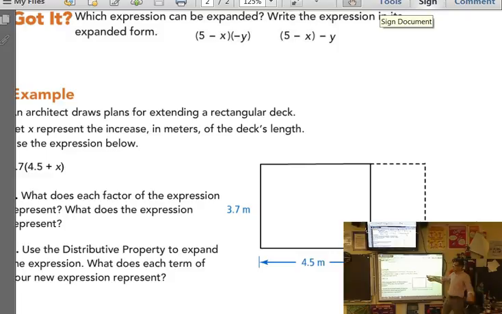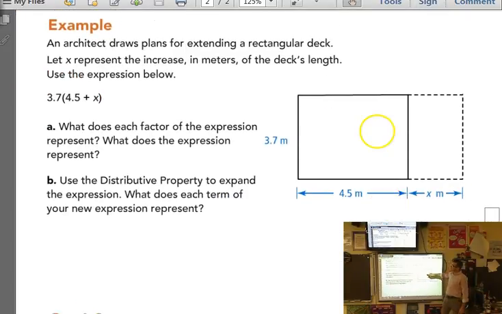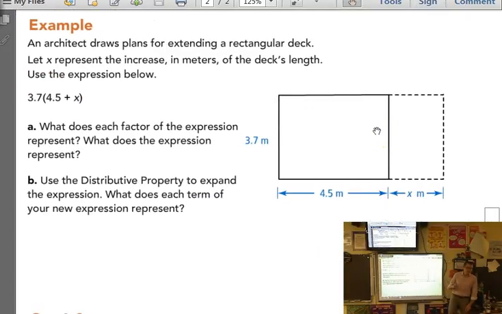So sometimes architects will draw plans not knowing the exact dimensions they're talking about. And when we don't know something, we use a variable. So this patio, 3.7 meters by 4.5 meters. Which, by the way, meters are a little over a yard. So when you think about 3.7 meters, we're talking like this times 3.7. 4.5, this times 4.5.